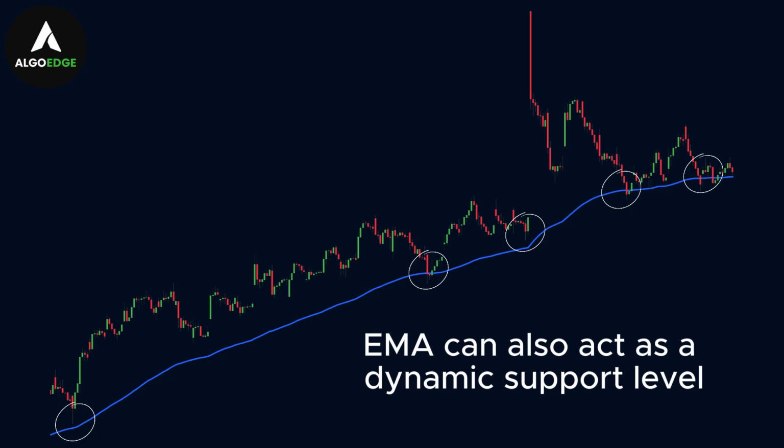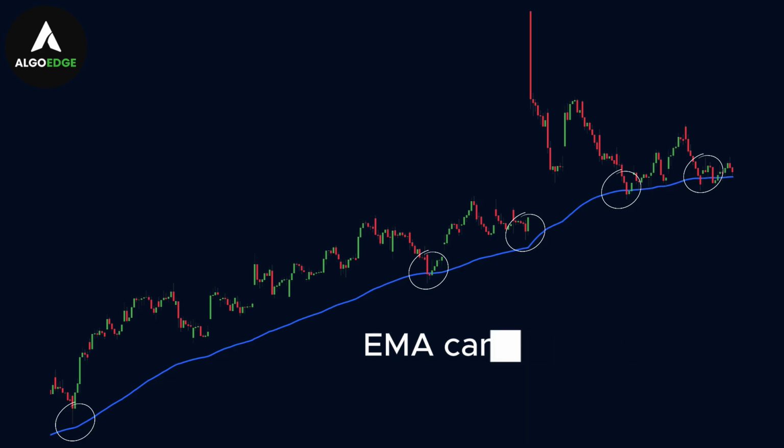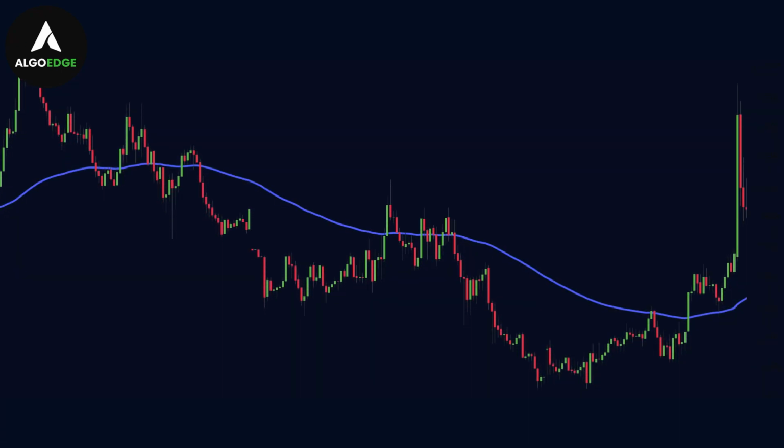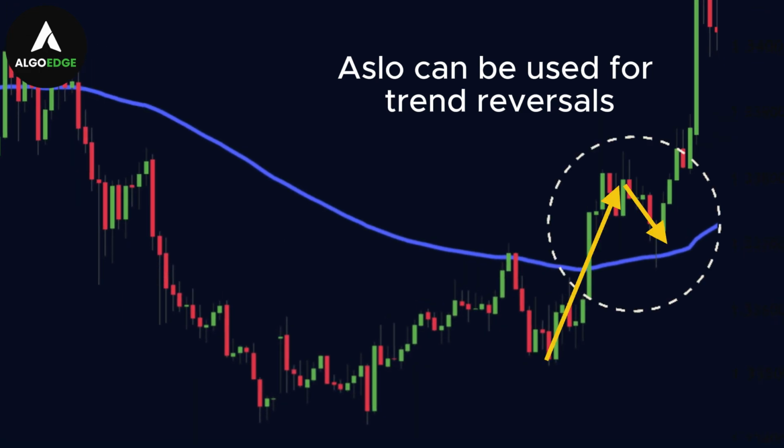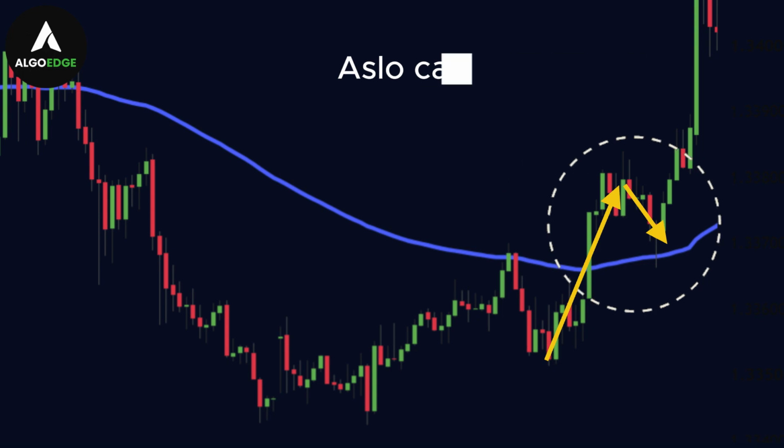But is the EMA only useful for identifying trend continuation? Absolutely not. It can also be extremely valuable when spotting trend reversals. For example, in this chart, price breaks above the EMA 100, and after the breakout, the EMA flips from resistance into support. That alone is an important clue that bullish momentum may be starting to take control.